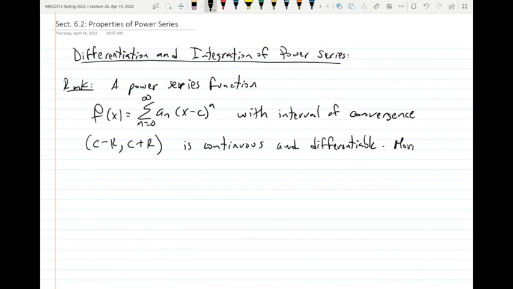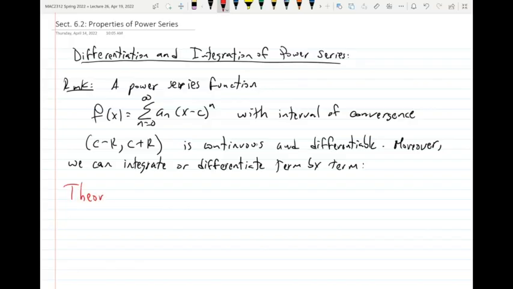So moreover, a_n in our function is a constant with respect to the derivative or the integral, because the derivative and integral are with respect to x. This has no x at all, so it's just a constant, and you just take it out. So moreover, we can integrate or differentiate term by time. Okay, so, theorem.